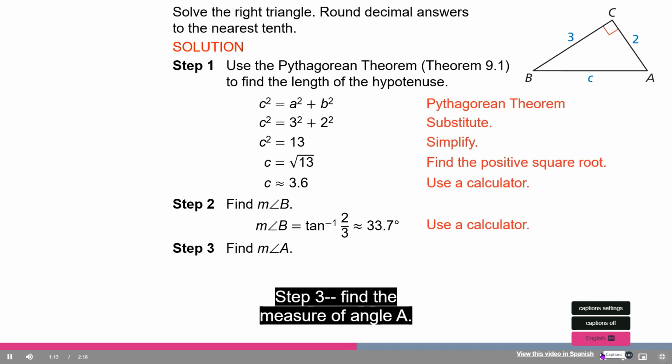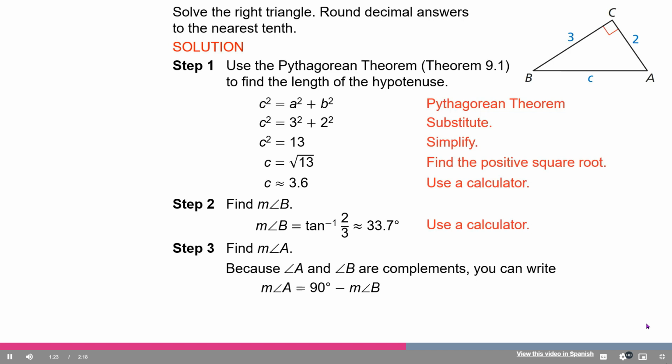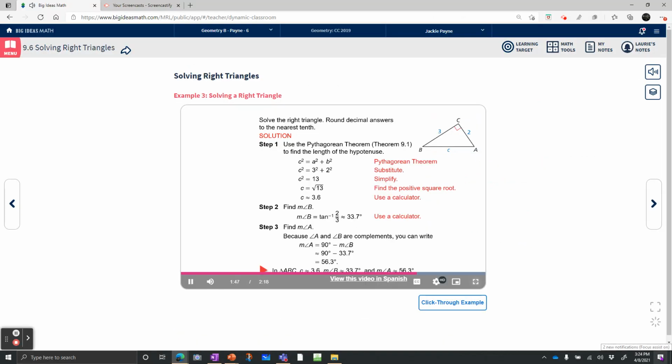Step 3. Find the measure of angle A. Because angle A and angle B are complements, you can write the measure of angle A equals 90 degrees minus the measure of angle B. Substitute 33.7 degrees for the measure of angle B. So, the measure of angle A is approximately equal to 90 degrees minus 33.7 degrees, which equals 56.3 degrees. So, in triangle ABC, c is approximately equal to 3.6, the measure of angle B is approximately equal to 33.7 degrees, and the measure of angle A is approximately equal to 56.3 degrees.